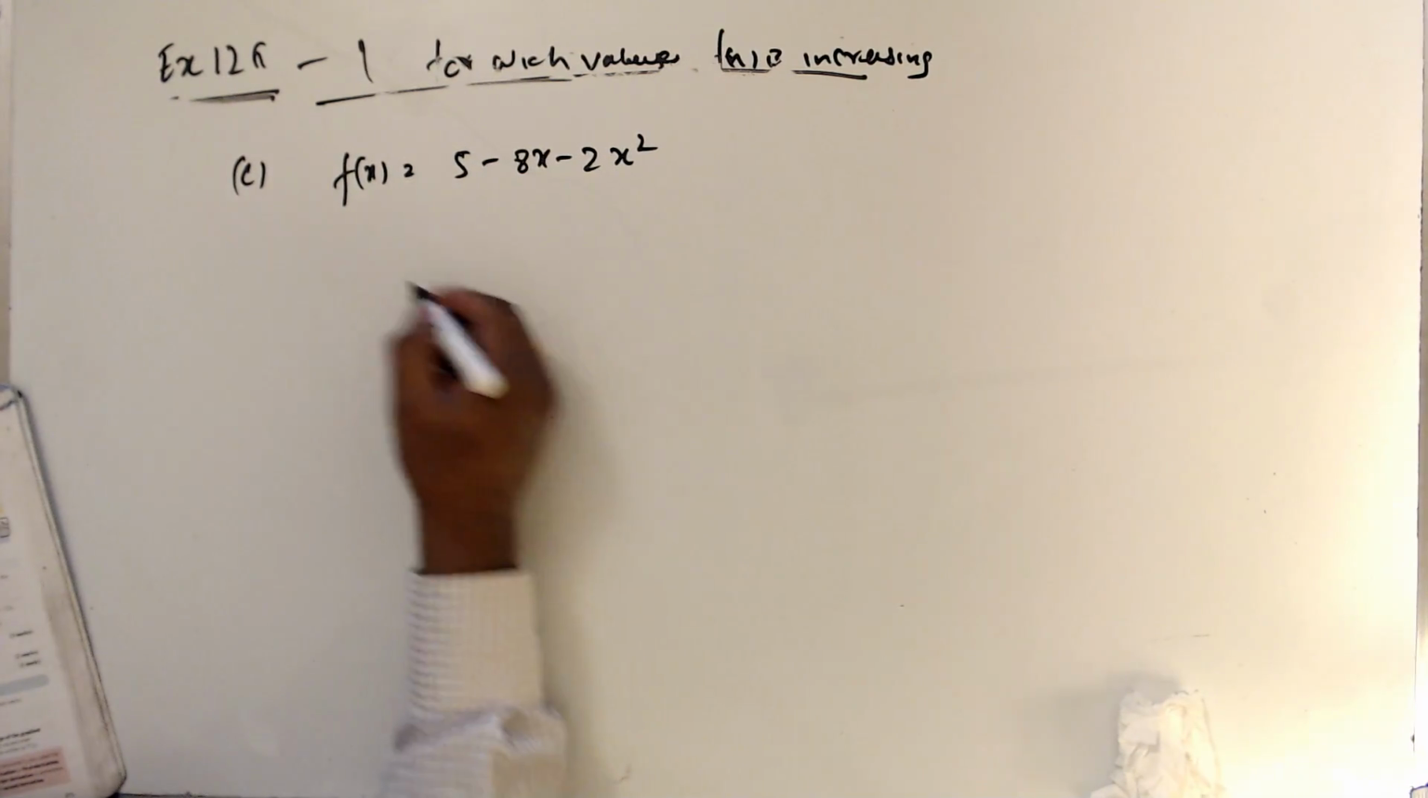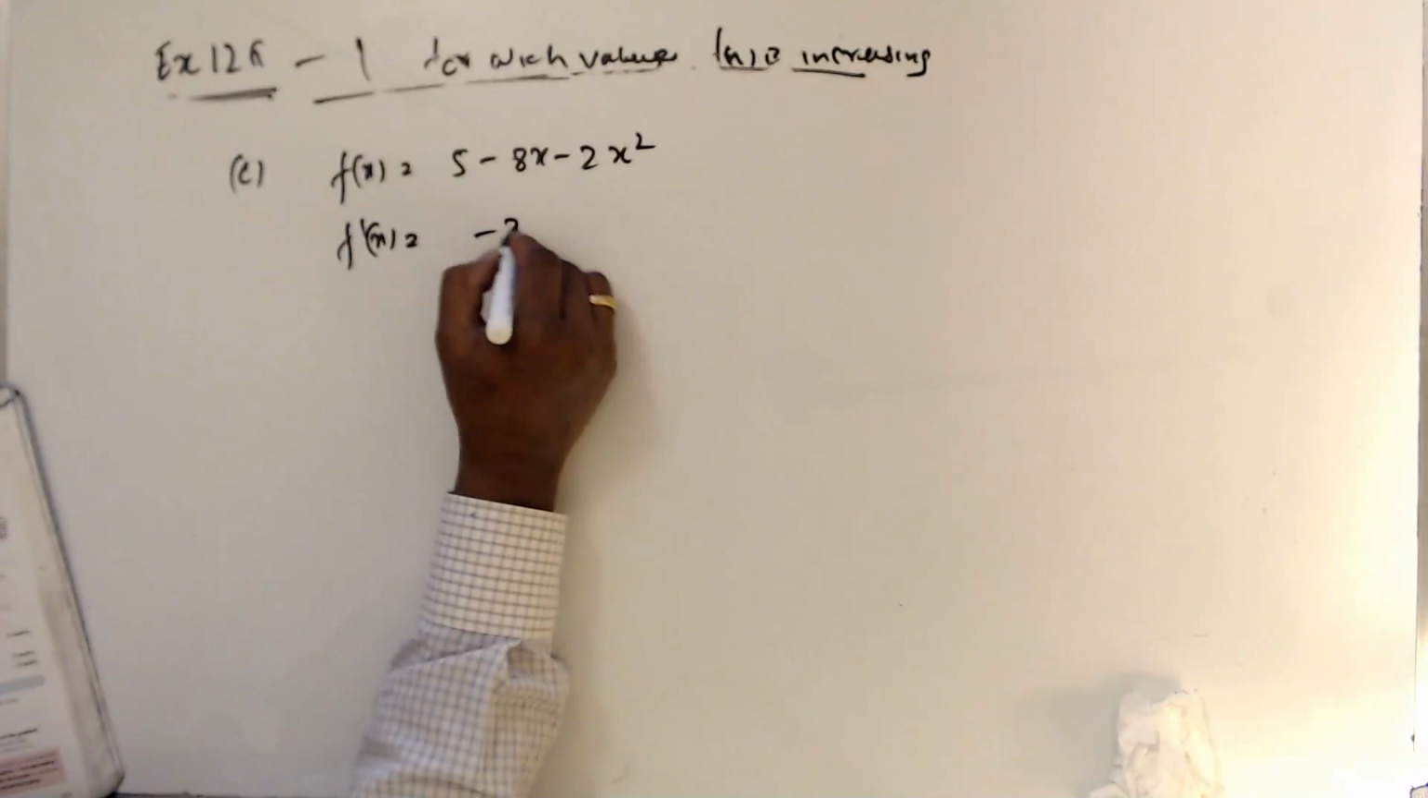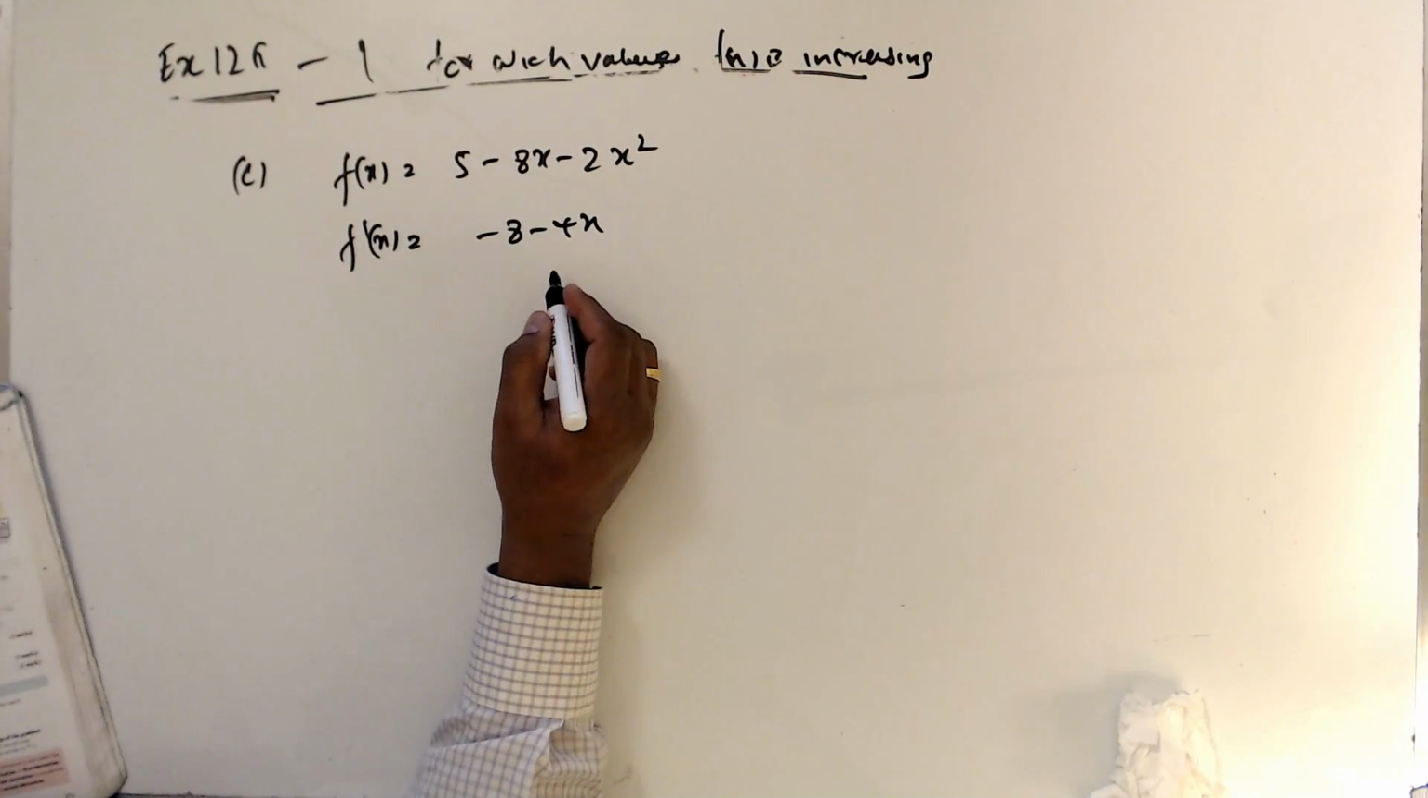So part C, f(x) is given. We'll find f'(x). This is going to be 8 minus 4x.